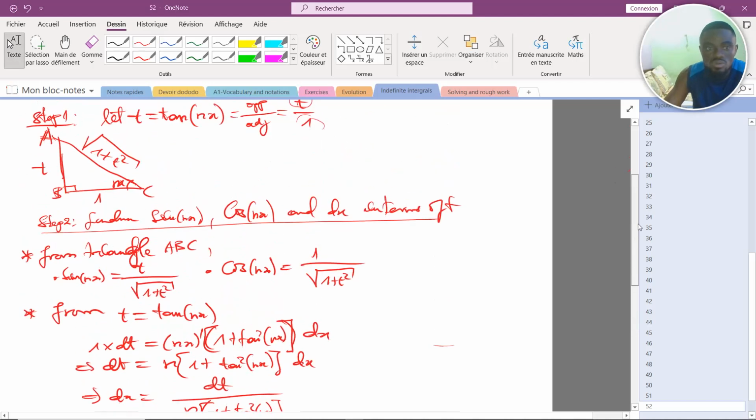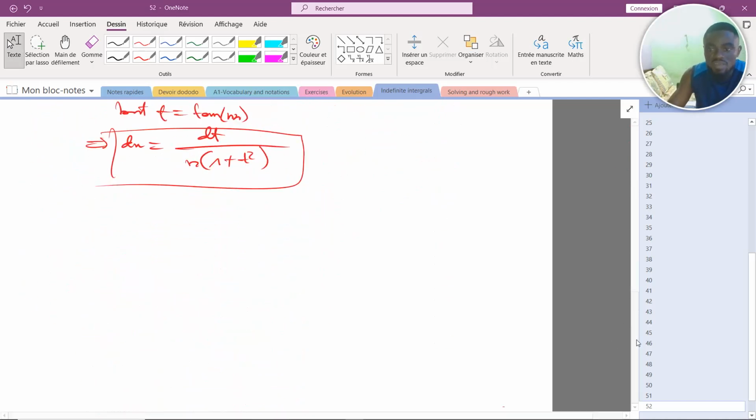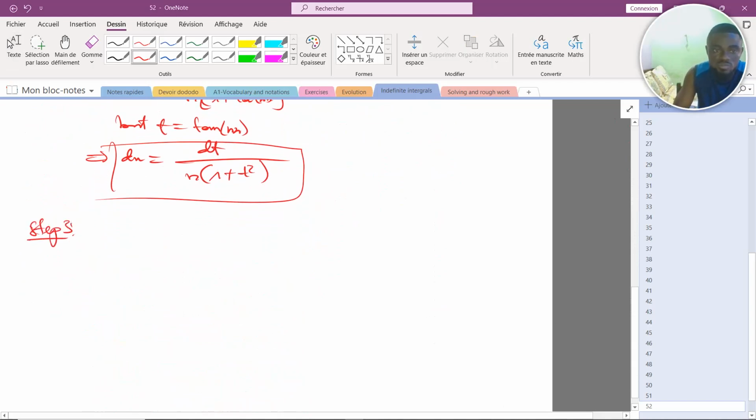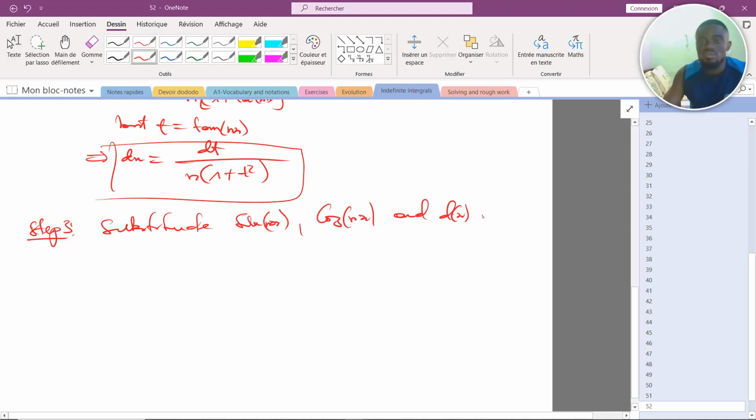So after finding sin nx and cos nx, what we are supposed to do is go to step 3. In step 3, you substitute sin nx, cos nx, and dx in the integral that was given.